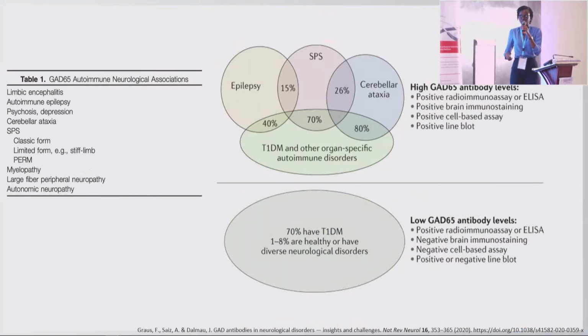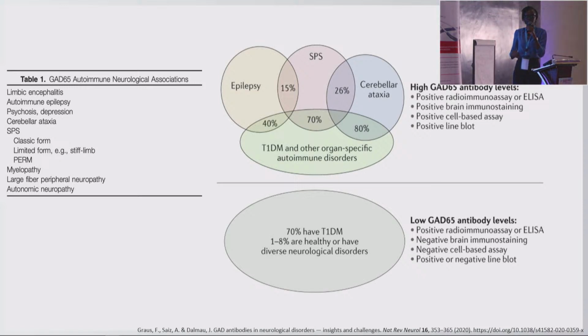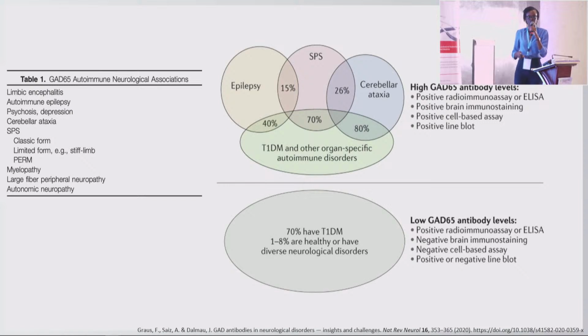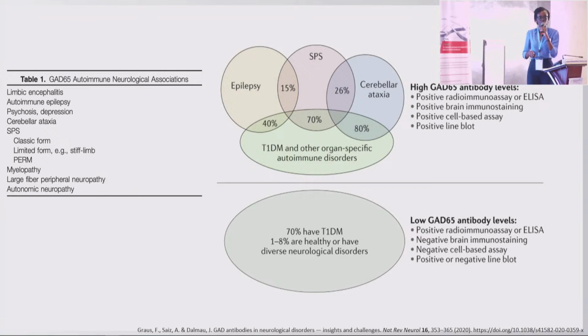GABAergic neurons are all over the CNS, but there's a heavier concentration in the hippocampus, the spinal gray matter, and the cerebellum, and this corresponds with the clinical manifestations. The associated neurologic illnesses include limbic encephalitis and autoimmune epilepsy. You can have psychiatric manifestations, particularly generalized anxiety and phobias. You can have cerebellar ataxia, and you can have stiff person syndrome and its variants.